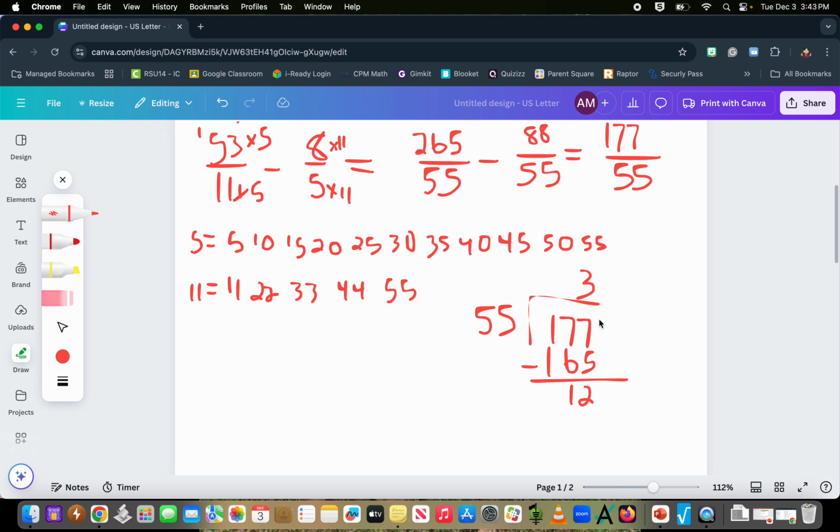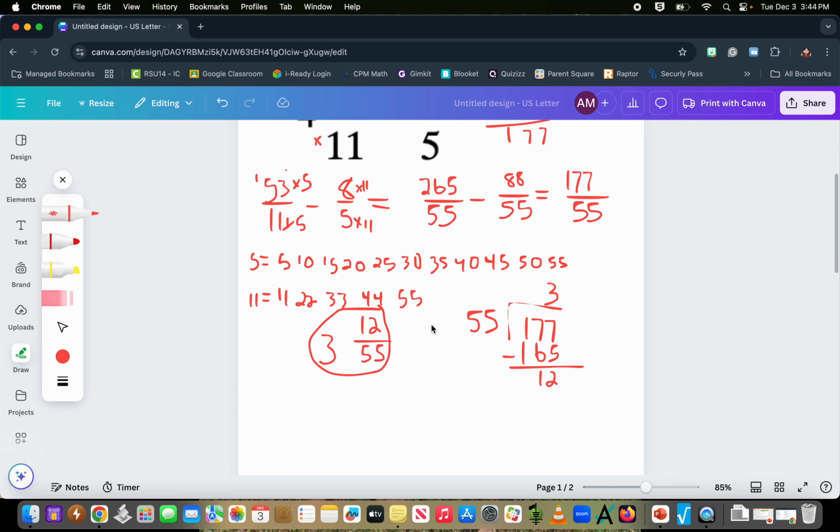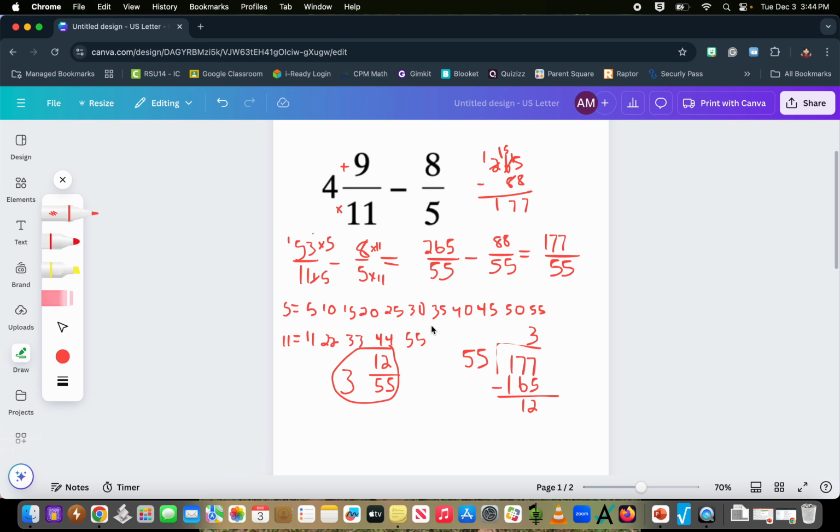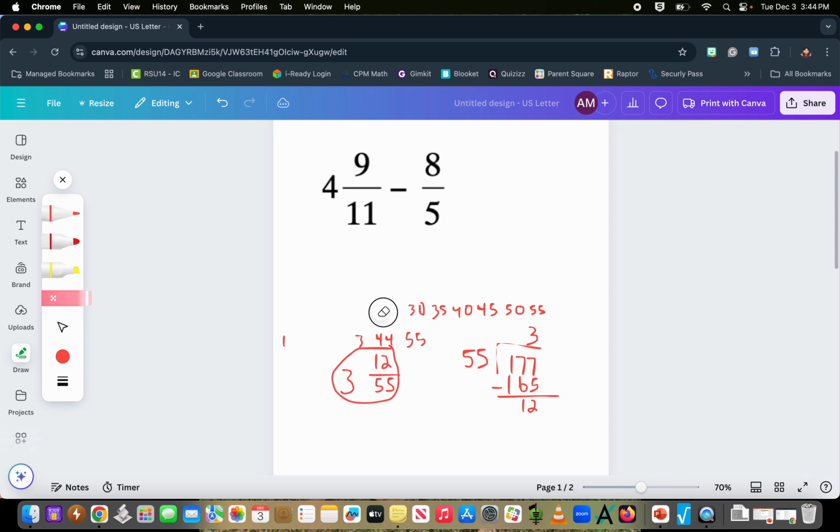So now I just need to take what I have here and put it together as my answer. So this becomes my whole number. The remainder is my numerator. And then the 55 stays as my denominator. Now that took a while. We got an answer, but it did take a while. So let's go back and do this problem a different way. I'm going to keep this answer here so that we remember what we had. And I'm going to go back and erase everything we did up here. Create some space.